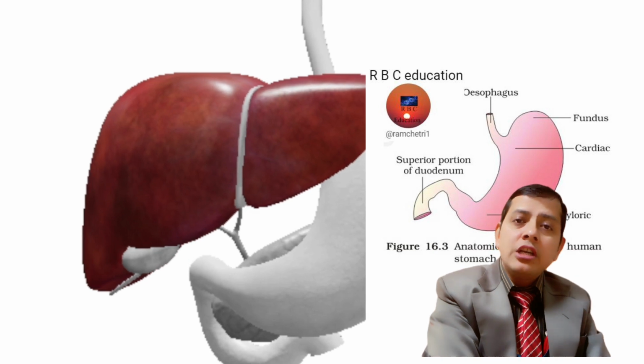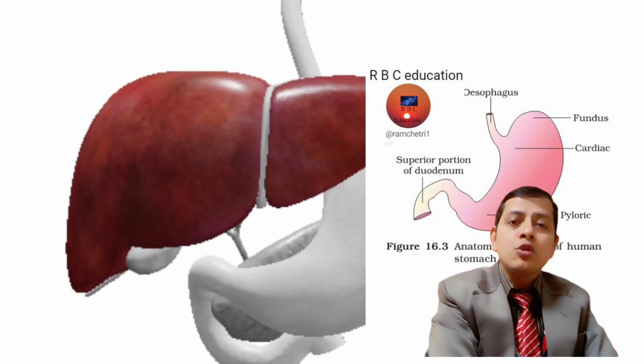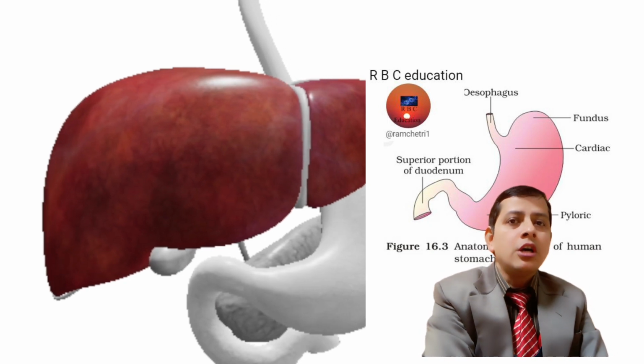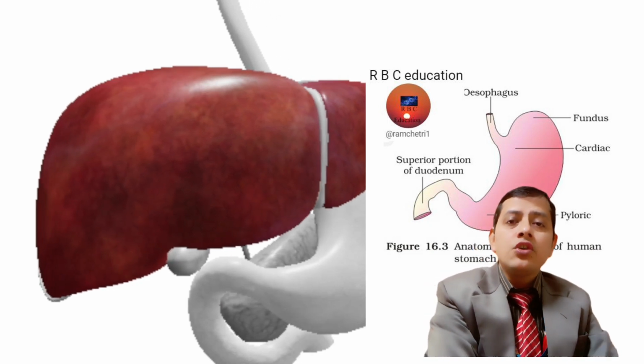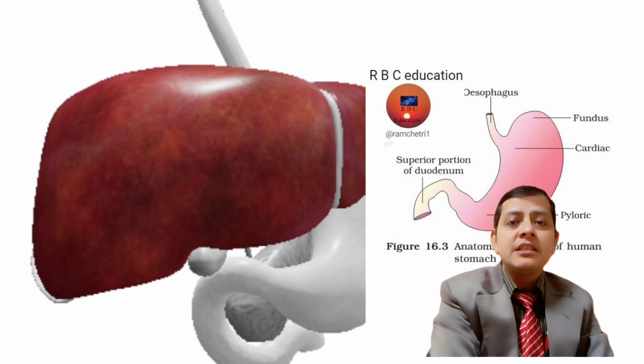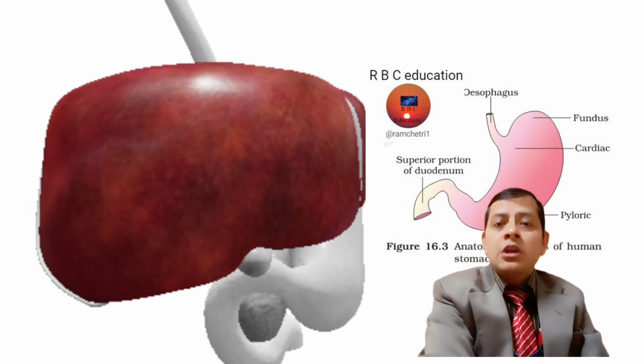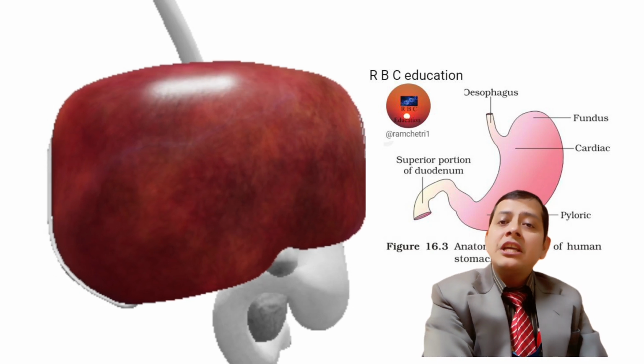So partially the proteins are broken down into peptones and peptides in the stomach. That is, partial digestion happens in the stomach. The partially digested food in the stomach is called chyme, C-H-Y-M-E, chyme. This chyme now slowly moves into the small intestine.